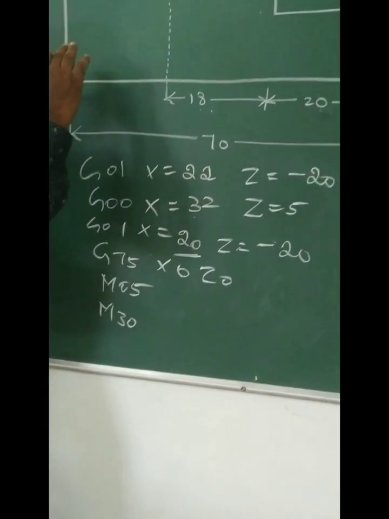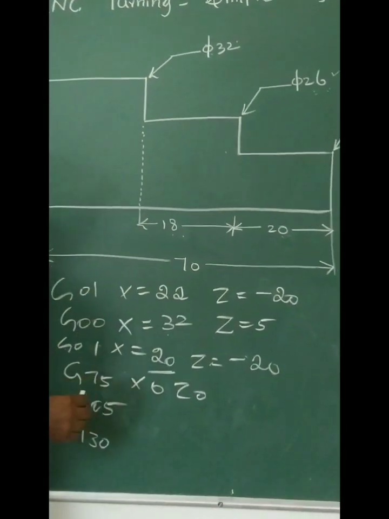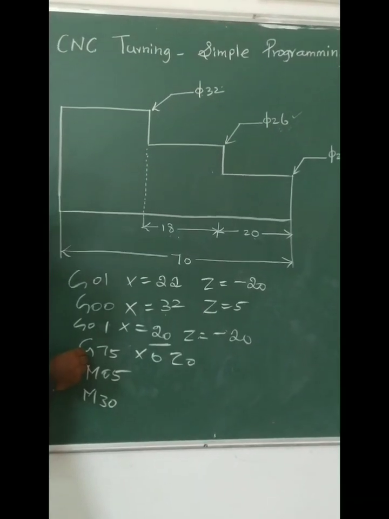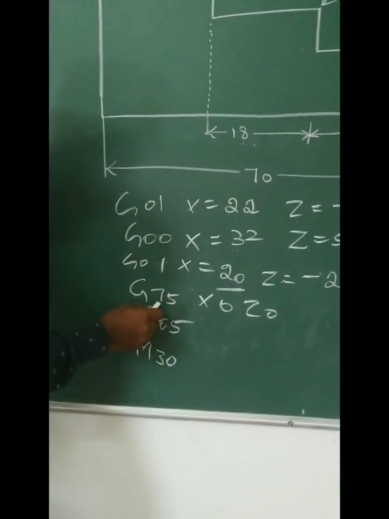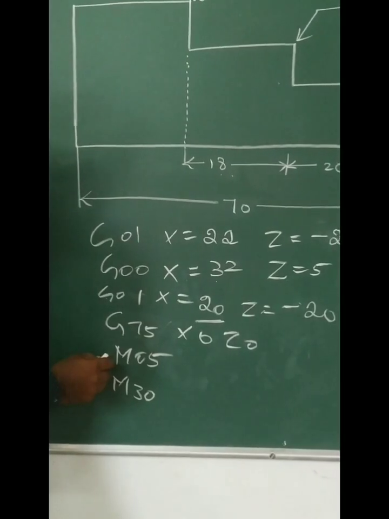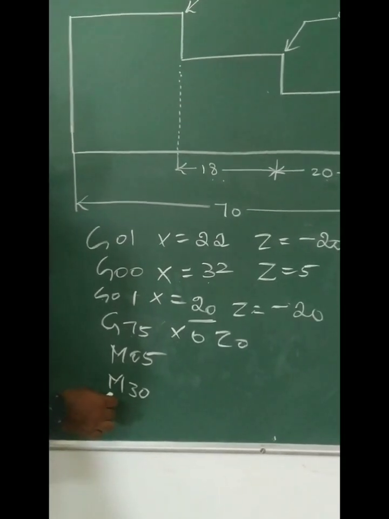Then we have converted the workpiece into our required diagram. Now we have to send the cutting tool to the home position. So G75, X0, Z0, M05, which indicates the spindle stop, and M30, which is the end of the program.